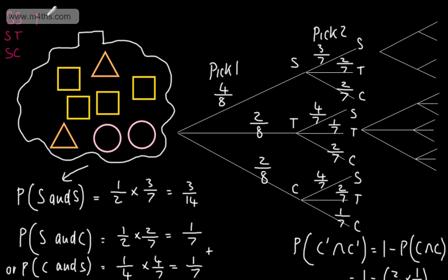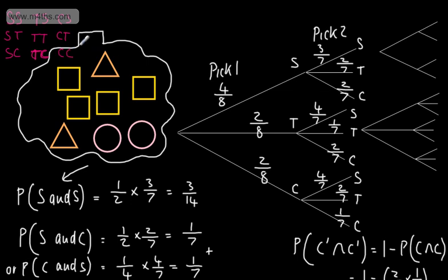The next one would be TS, TT, TC. So I'm listing these now systematically. And then finally CS, CT, and CC.